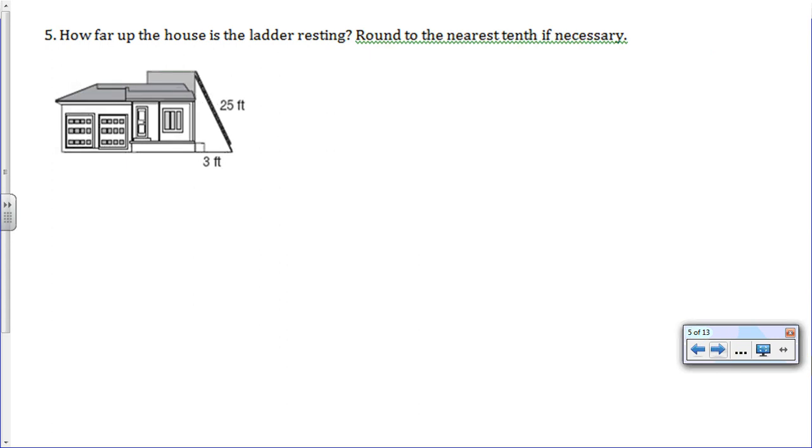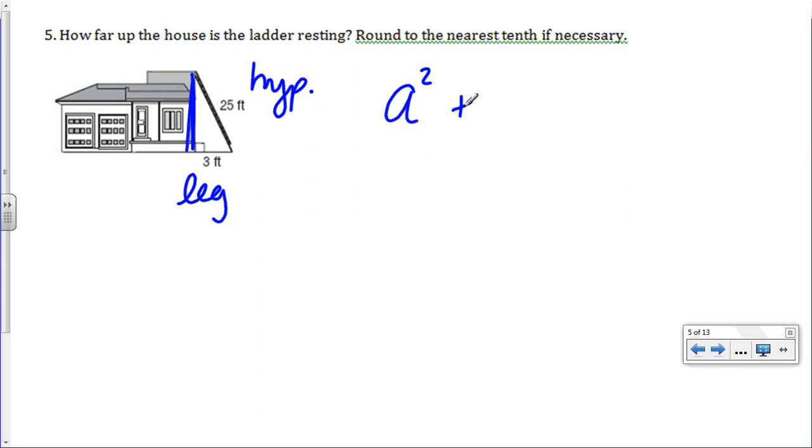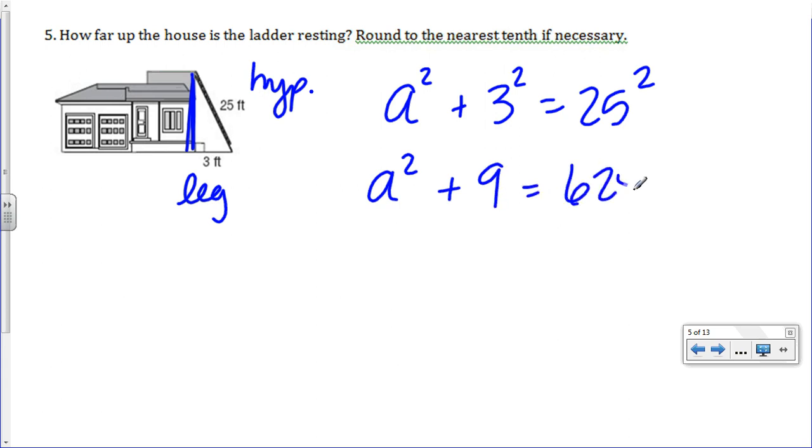All right, number 5. The beauty of these problems is they've already given you the picture. So you don't have to try to figure out, am I looking for a hypotenuse? Am I looking for a leg? So for number 5, it says, how far up the house is the ladder resting? Round to the nearest tenth if necessary. If I look, I've got a leg and I've got a hypotenuse. So I'm trying to figure out that length there, which is a leg. So I would do a squared plus b squared equals c squared. So I have a squared plus 9 equals 625. Because I'm trying to find a leg, I'm going to subtract.